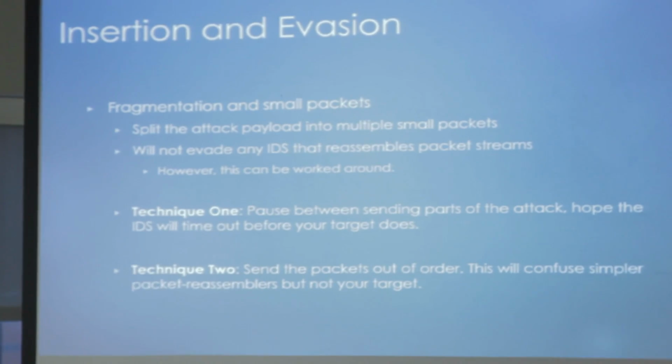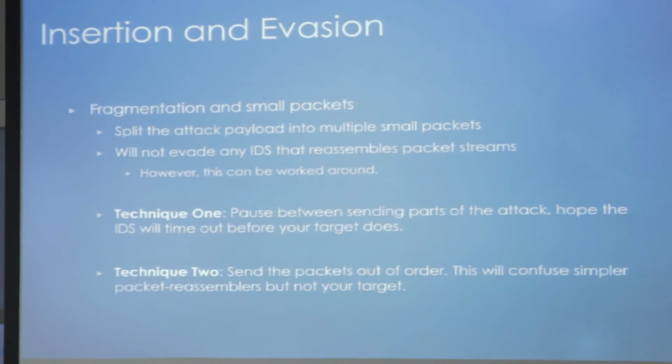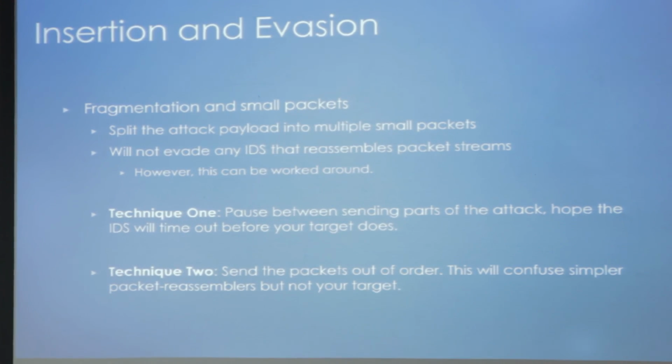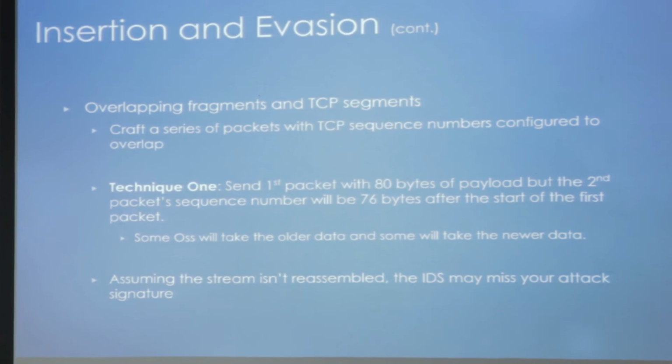So if you want to obfuscate it, or just make it look like it might be an attack but the IDS doesn't know for sure, it's just going to let it slide. This is known as a fail-open technique. IDSs and IPSs are exactly like this. Going on, we have overlapping fragments and TCP segments.